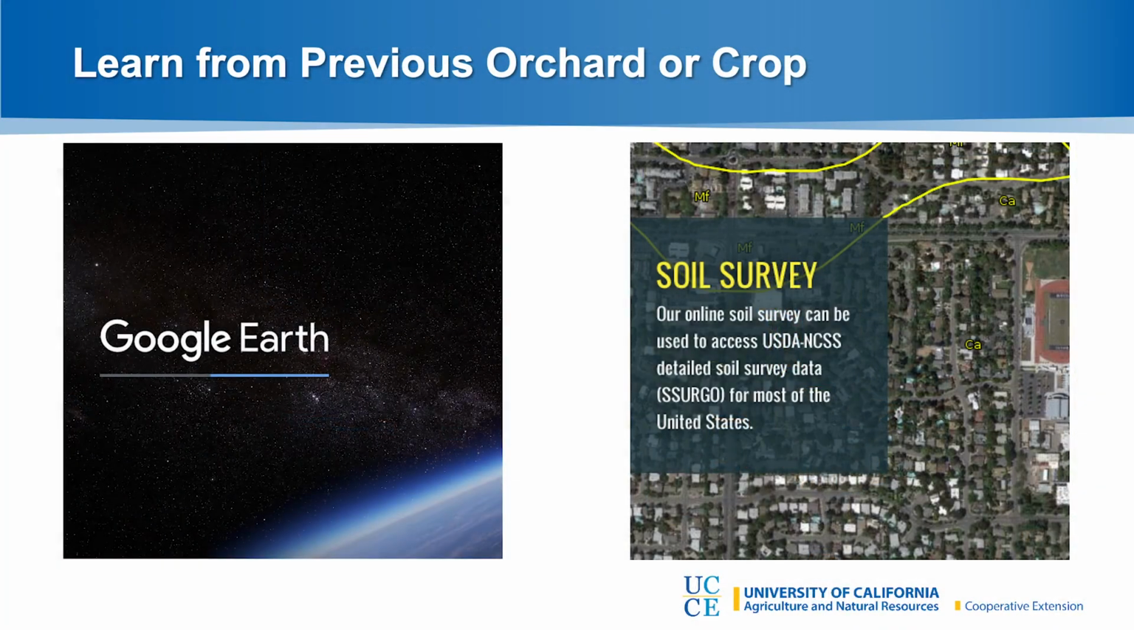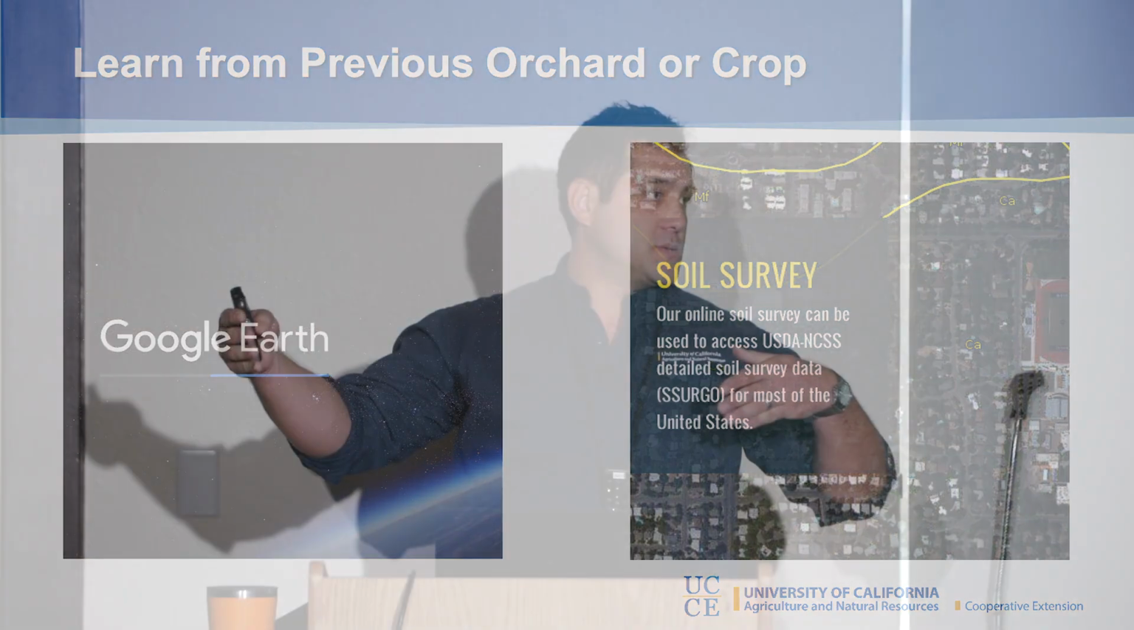Google Earth is a free program. You can download it on a computer. Why I like it is because you can go back and forth and see what that plot of land was doing all the way back for several years. Seeing that progression, especially if it's a tree crop, can help. But even if there weren't tree crops in there, there could be indicators that give you an idea if there are potential problem areas.